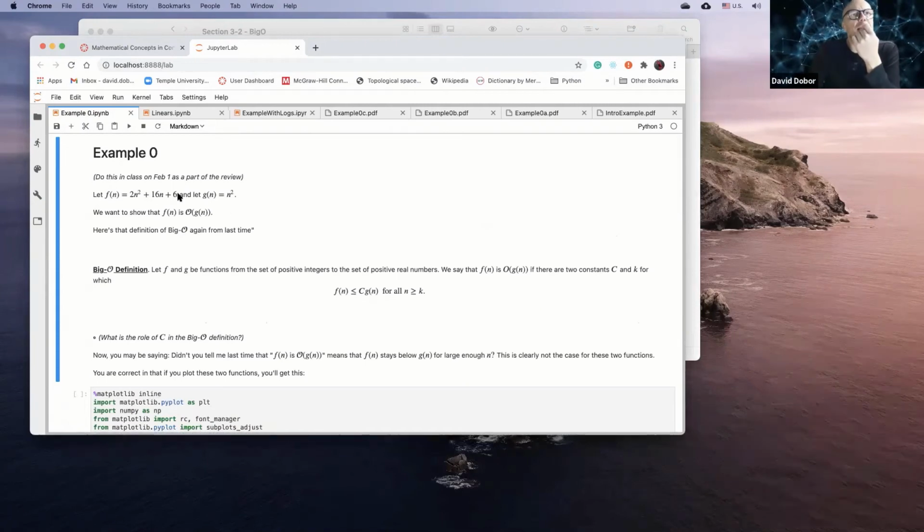Okay, so this is the example that we did last time, right? So we had this polynomial function there. It was a quadratic function. And then on the right-hand side, we had n squared, right? The question was, is f of n big O of g of n?